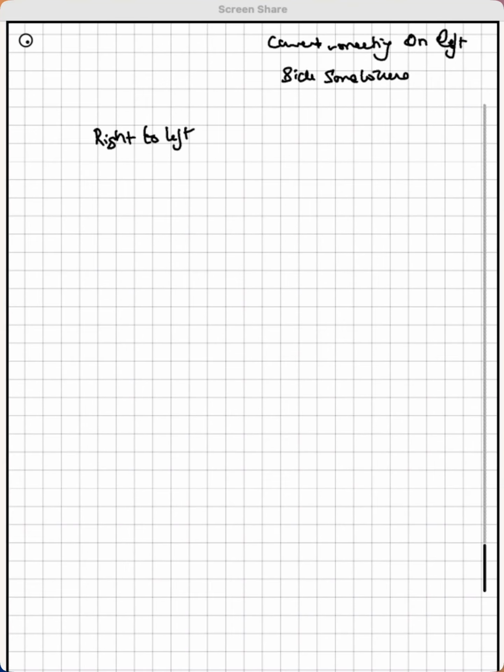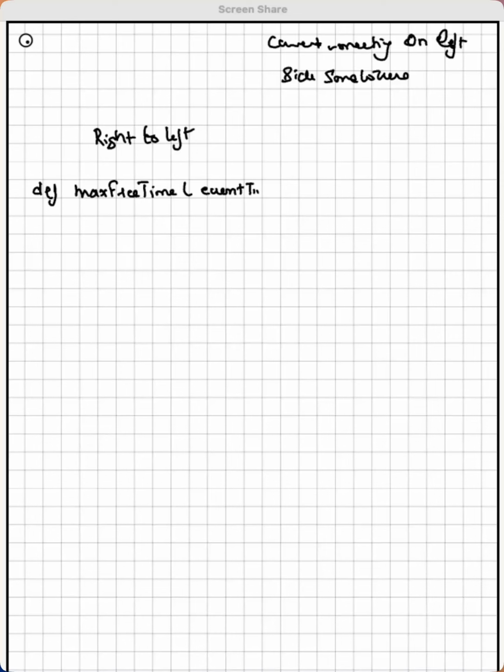So let's write the logic for this, and then we will put it together with one comparison code. First, let's write a pseudo code starting with max free time, and here I get event time, which is an integer. Then I get start time, which is a list of int.